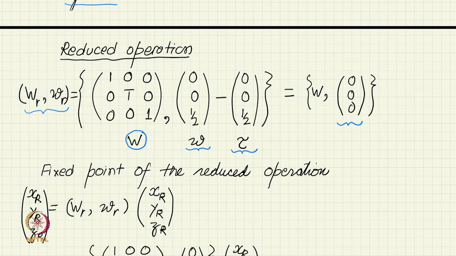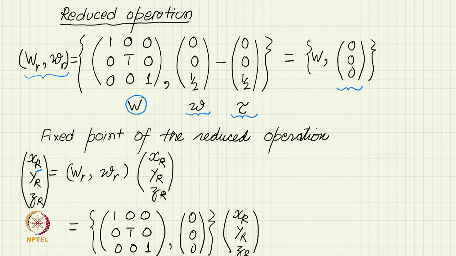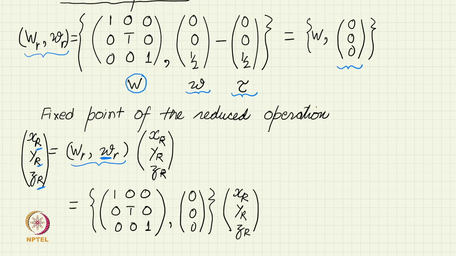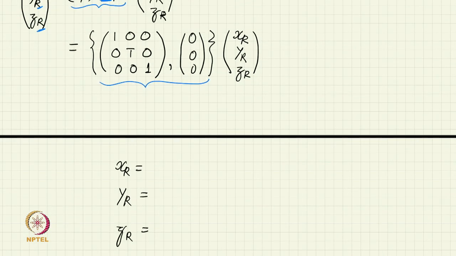Now, what will be the fixed point of this reduced operator? Let us try to find. The subscript r I am using for the fixed point of the reduced operator: x r, y r and z r. If I multiply that by the little w r, we should get the same position if it is a fixed point. So, we do this exercise. I write the reduced operator, multiply this, and you can see what you will get. This will be x r plus 0, this will be minus y r plus 0, and this will be z r plus 0.